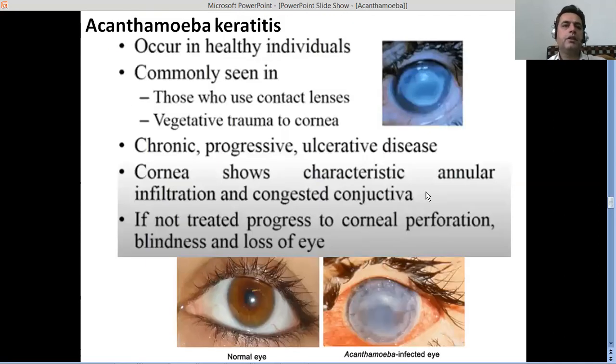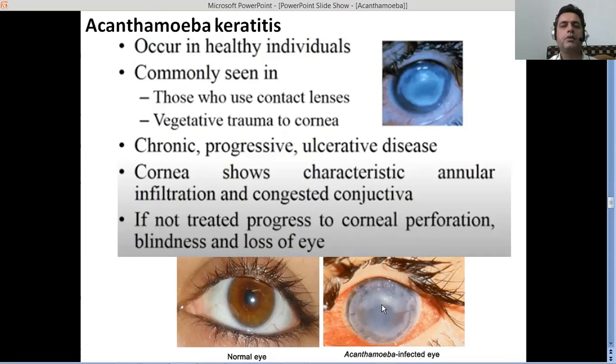So this is a condition, Acanthamoeba keratitis. You can see it here. It's a normal eye at the bottom. It is an Acanthamoeba infected eye. This opaque structure that you see is because of infection with this particular parasite. So it can cause complete blindness in people if the condition is not treated.